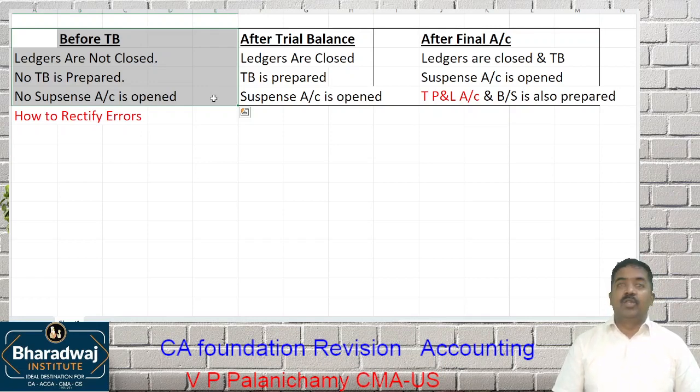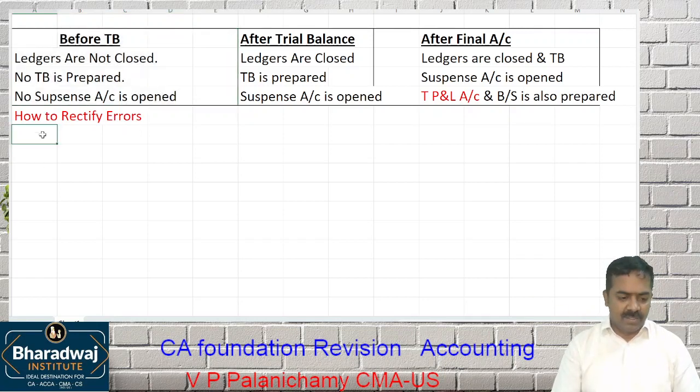So how to rectify the error? If you find you omitted a transaction, what will you do? Go back to journal entry and pass journal entry. Simple. That we call two-sided errors. Two-sided errors means errors affecting which accounts? Two accounts. You pass a journal entry and rectify.